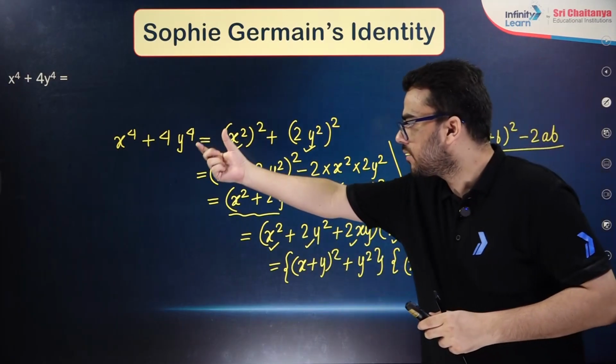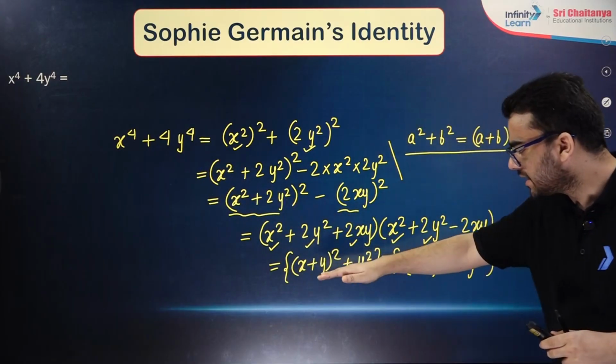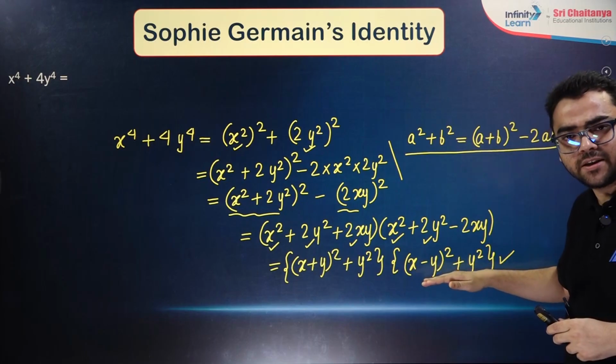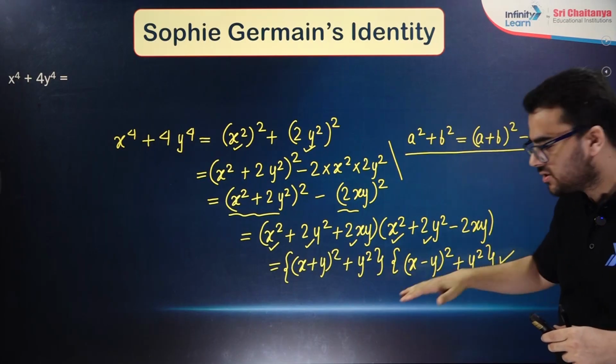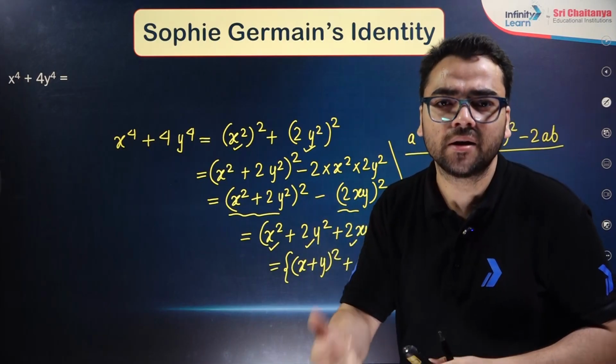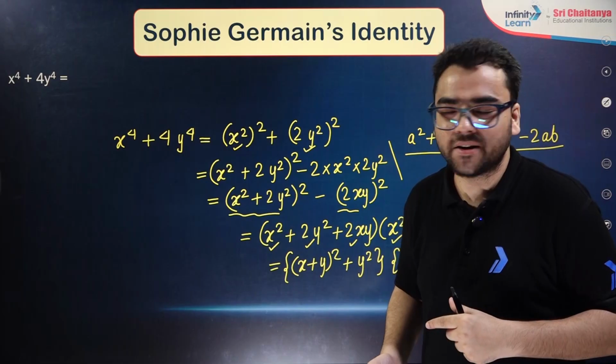So you see, this is a simpler and more usable form of Sophie Germain's identity: x raised to the power 4 plus 4y raised to the power 4 is x plus y the whole square plus y square into x minus y the whole square plus y square. So this is very useful and very important in many Olympiads. So let's do some questions on the basis of it.